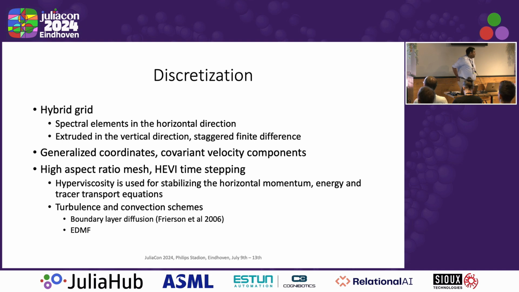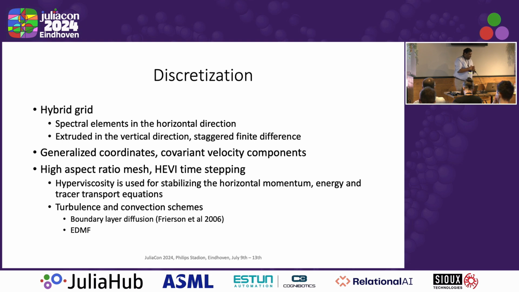So a quick look at the discretization. We use a hybrid grid for our spatial discretization. We use the spectral element discretization in the horizontal direction, and then we extrude the spectral element grid in the vertical direction, and then we use staggered finite difference approximation in the vertical direction. And our grid is a pancake-like grid, which is stretched in the vertical direction. We use generalized coordinates and we use covariant velocity components.